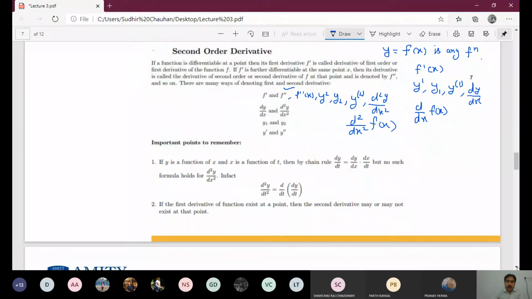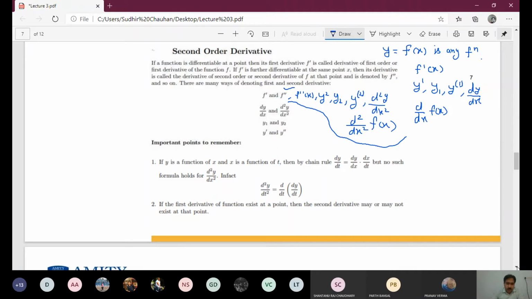So these are called second order derivatives, and these are different notations used in different books for writing the second order derivatives. Similarly, if they are further differentiable, we can find the next order, third order, fourth order, and so on.